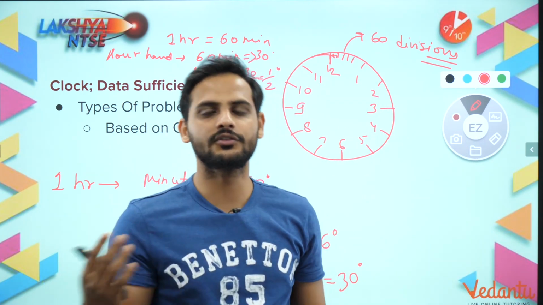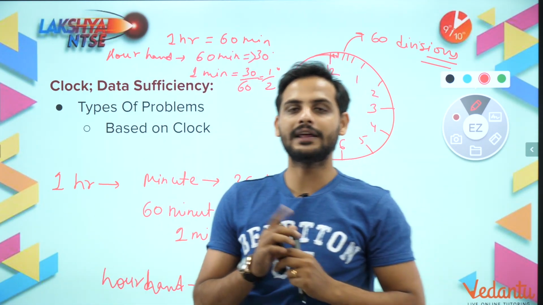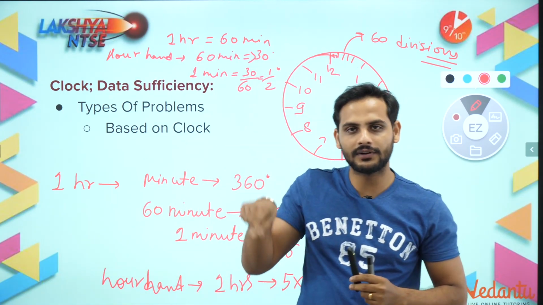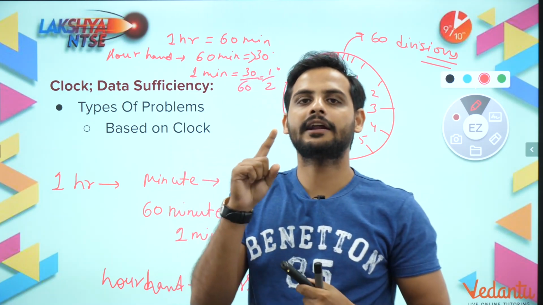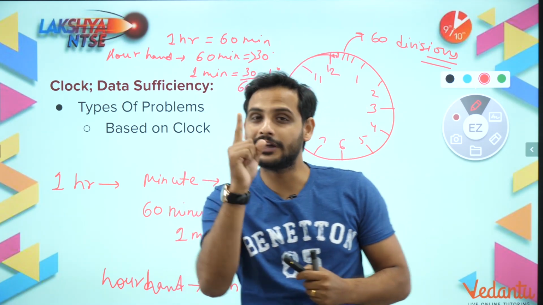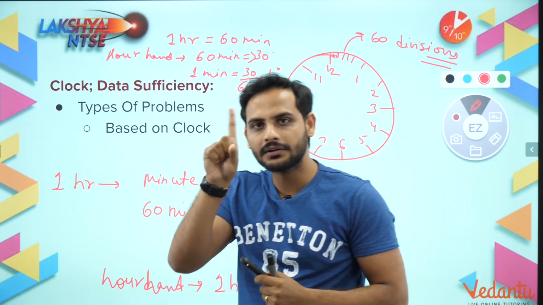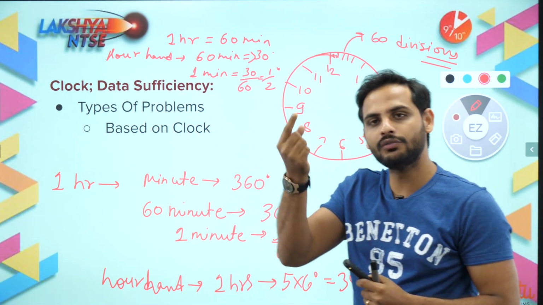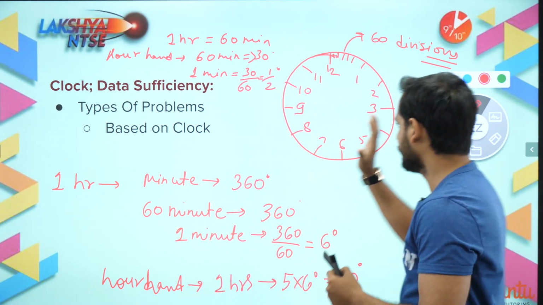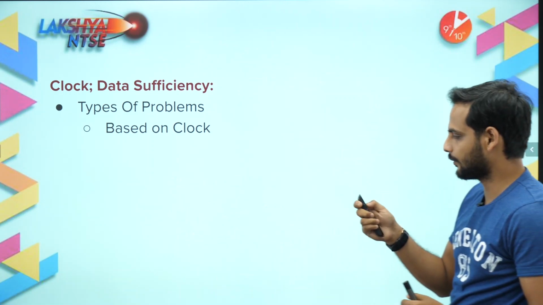Correct. So you should remember that in 1 hour, the minute hand completes one total circle of 360 degrees and the hour hand moves 30 degrees. In 1 minute, the minute hand moves 6 degrees and the hour hand moves half a degree. Understood? If you have understood this part, now let's solve the questions.